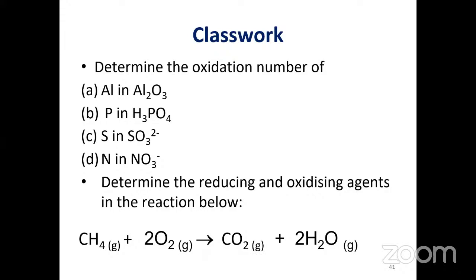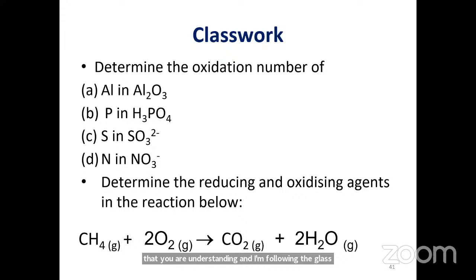CH4, I can see many say CH4 is the reducing agent. Is that true? CH4 became CO2. That is removal of hydrogen or addition of oxygen. It is the one that is oxidized. Therefore, it is the reducing agent. That's very correct. While oxygen is the oxidizing agent. So that is very good to see that you are understanding and following the class.